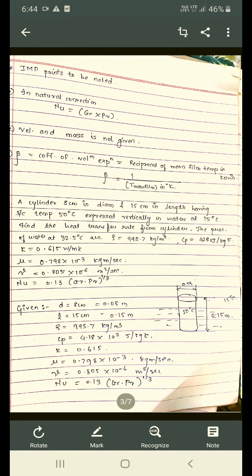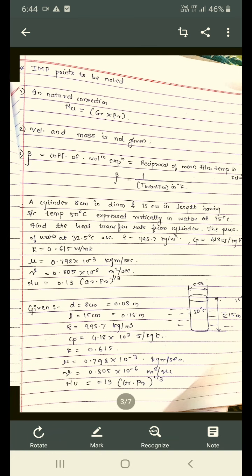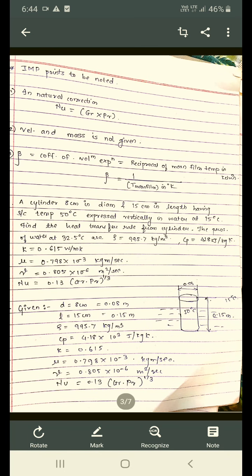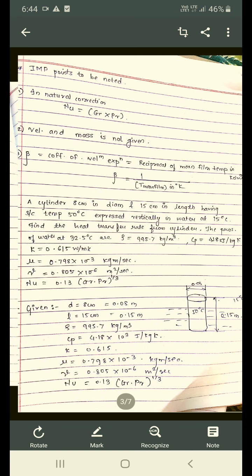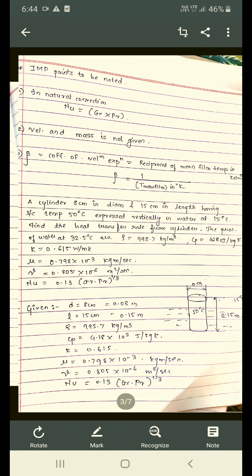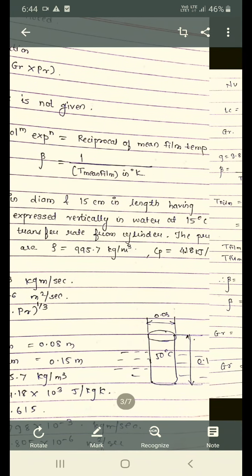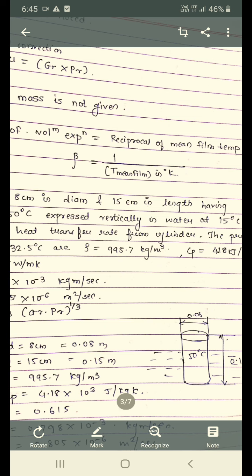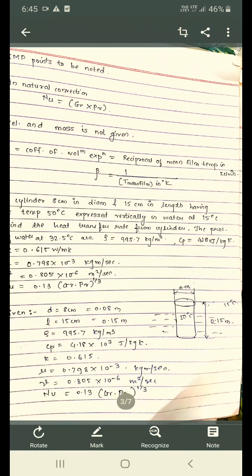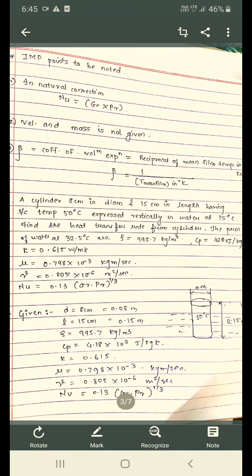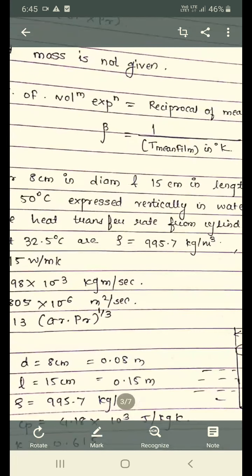The important points to be noted while solving the natural convection numericals: the empirical relation is Nu equal to a function of Gr into Pr. In the numericals based on natural convection, velocity and mass flow rate are not given. Beta, the coefficient of volumetric expansion, is the reciprocal of mean film temperature. Beta is 1 upon mean film temperature in Kelvin. And here in natural convection, the Grashof number plays a very important role.